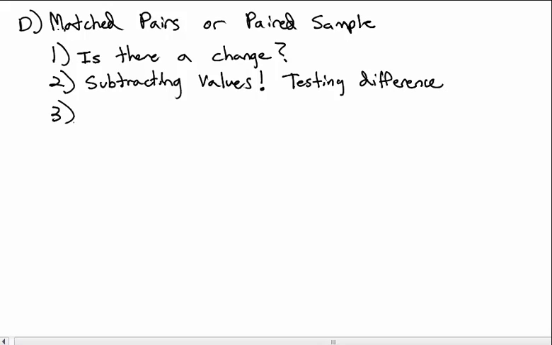Which means we can use the methods that we saw in Chapter 9. We can do a single t-test, because we don't know the population standard deviation, on our calculator.